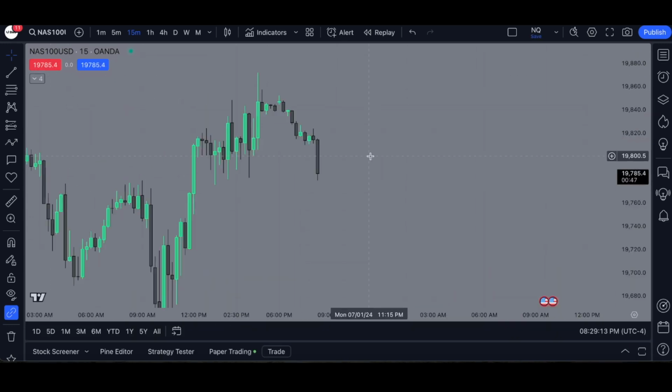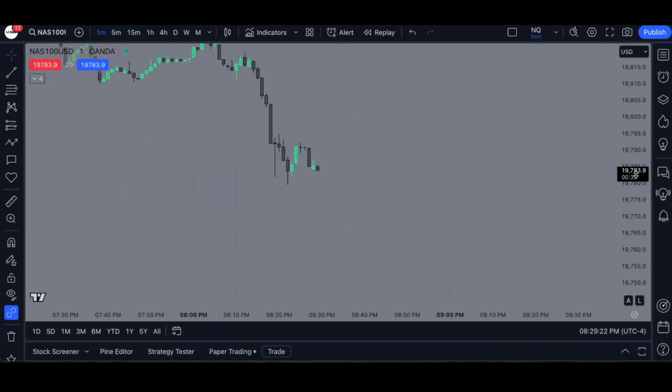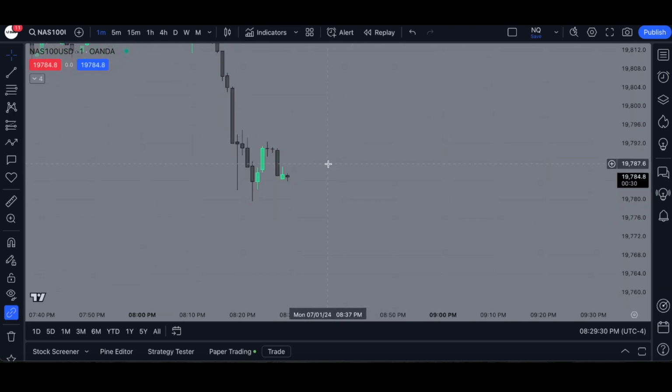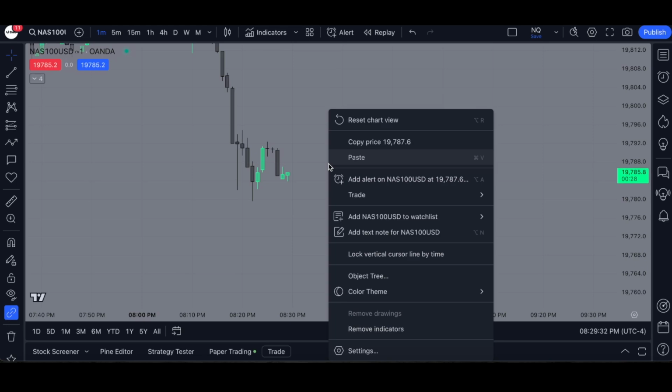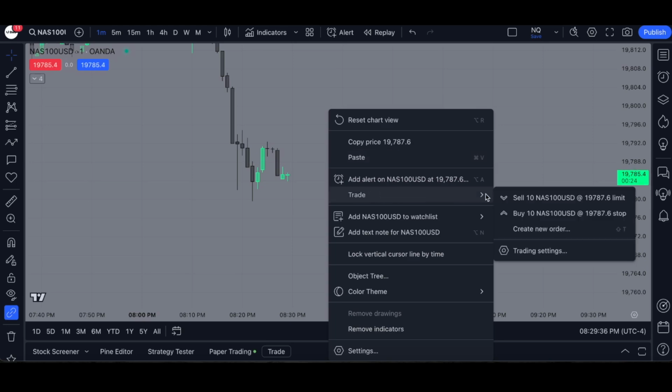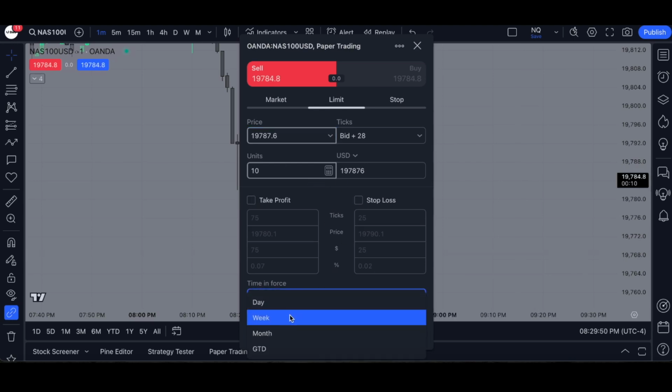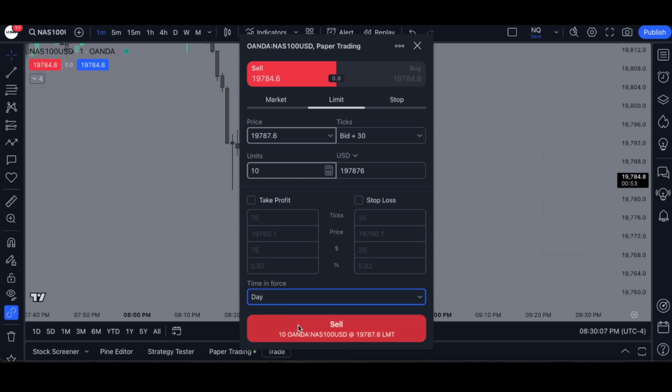The real way we'll be trading is with limit orders. So we went down to the 1 minute chart and we're going to practice placing limit orders. What you're going to want to do is right click on the screen, go to trade, and this is how you place your limit order. Say I'm going to sell the same amount. It's all the same stuff: take profit, stop loss. Time in force is how long the order will be in force. I think it's usually going to be a day, so we'll put it as a day.